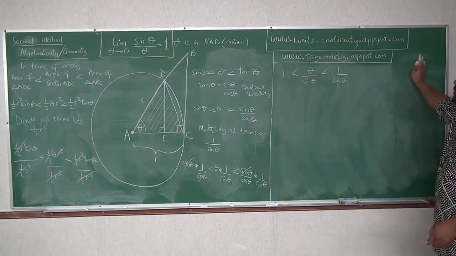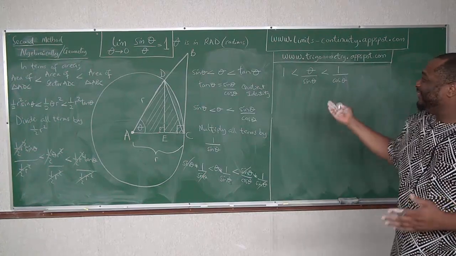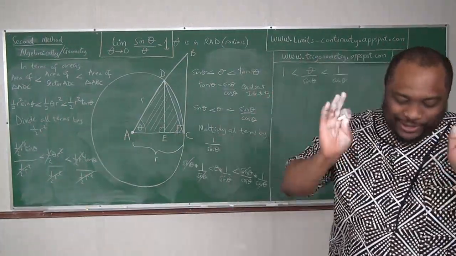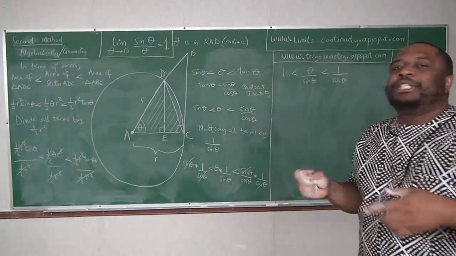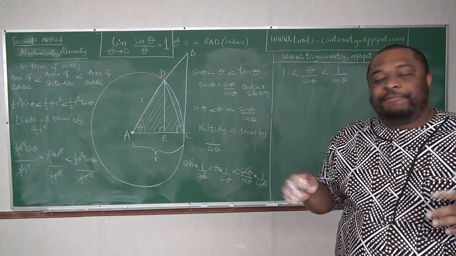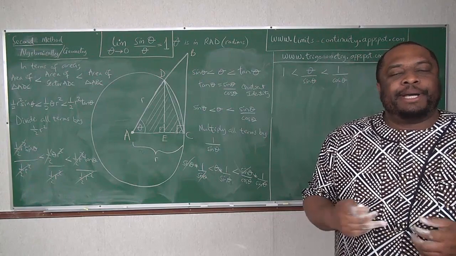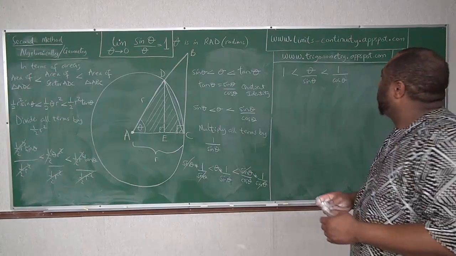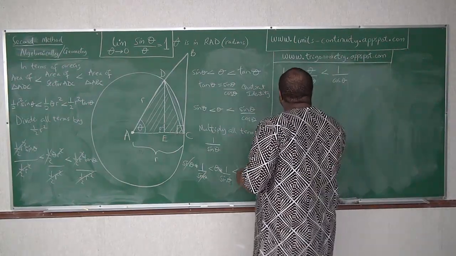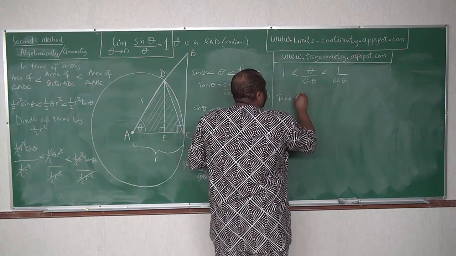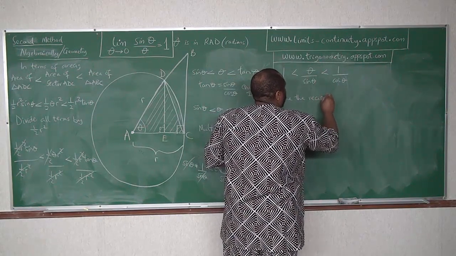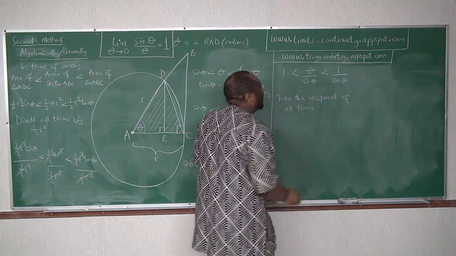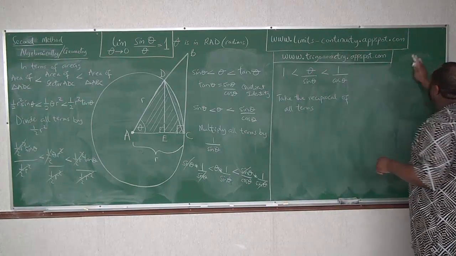Okay, we are coming there. Because remember, we want to do sine theta over theta. That is our goal, to find that. So why don't we just flip everybody. Take the reciprocal of all terms. Now, when you're taking reciprocal, let me explain something here, folks.